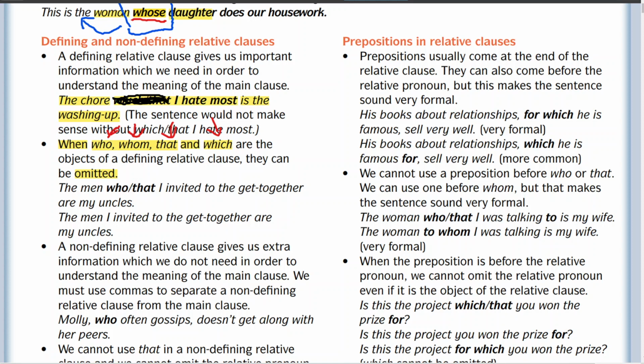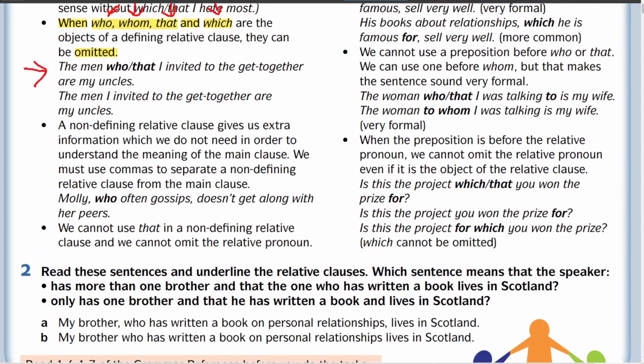Okay, contoh kalau kita guna who, the person I love the most. You could say the person who I love the most is my mother. You could also say the person I love the most is my mother. Tak perlu guna who. Another example here that we can take a look at. The men who I invited to get together are my uncles. Ataupun the men I invited to the get together are my uncles. Okay, so that is one thing. And then the second one here that we are going to look at.